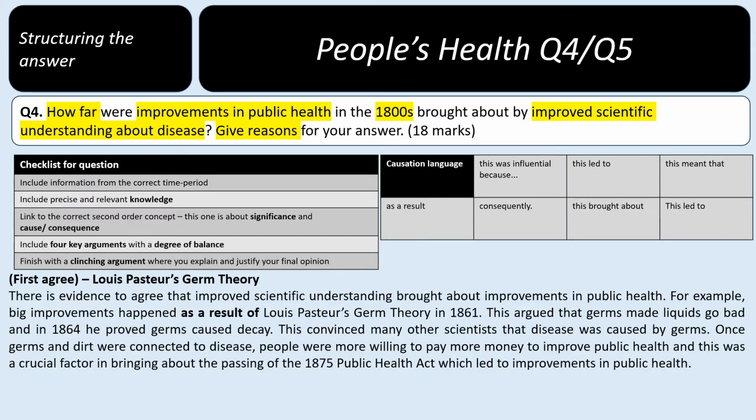For example, big improvements happened as a result of Louis Pasteur's germ theory in 1861. This argued that germs made liquids go bad, and in 1864 he proved germs cause decay. This convinced many other scientists that disease was caused by germs. Once germs and dirt were connected to disease, people were more willing to pay more money to improve public health, and this was a crucial factor in bringing about the passing of the 1875 Public Health Act, which led to improvements in public health. So that's our first key argument, done and dusted. Let's have a look at the direction that the essay could then go in.